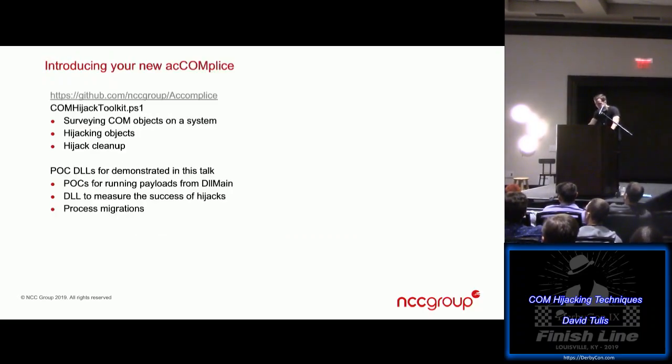So what am I going to be releasing on GitHub? I have a PowerShell script that's used for basic surveys of systems, parsing data related to COM hijacking, and performing hijacks. I'll also be releasing all the proof of concept DLLs that I wrote for this presentation. There are two proofs of concept that run a payload inside DllMain. I'll release the DLL which measures thread lifetimes after the library has been loaded. I'll release a proof of concept for performing process migrations using only COM hijacks. I expect to have this up within the next week. I just need a little bit more time to clean up and document the code.